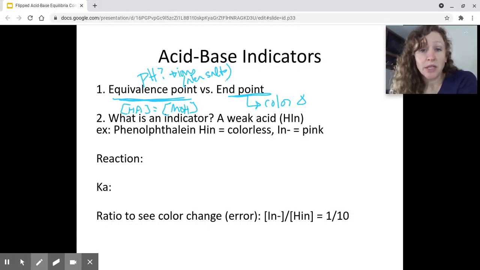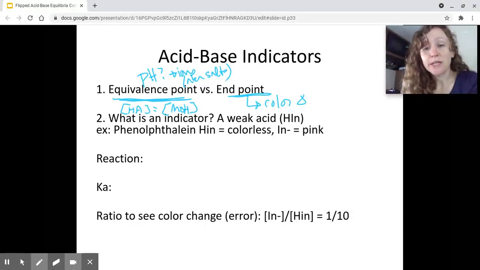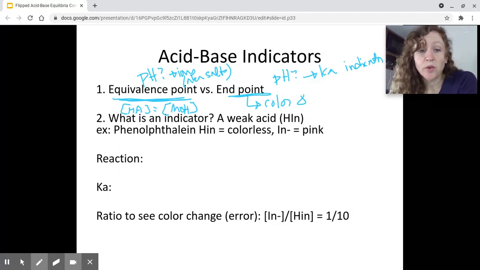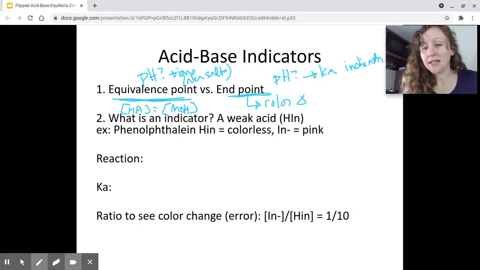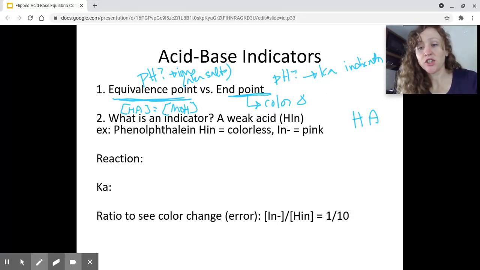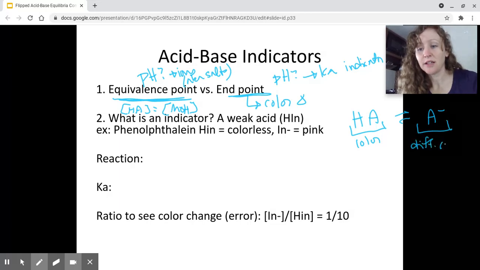Those two ions are going to determine the pH when the acid is equal to the base. The end point pH is determined by the Ka of your indicator. So like we talked about before, your indicator actually is just a weak acid. It is a hydrogen ion connected to an anion. And when that hydrogen is on, the indicator is one color. When that hydrogen is off, the indicator is a different color.